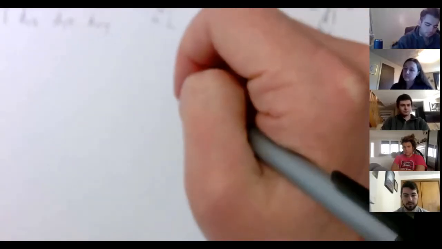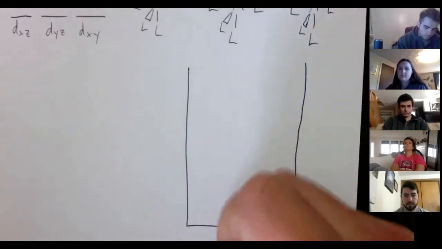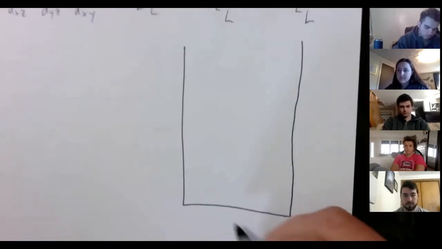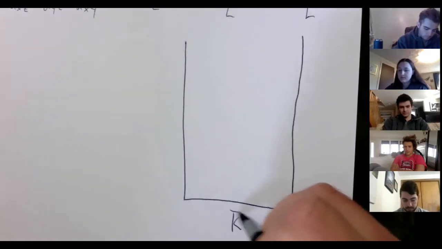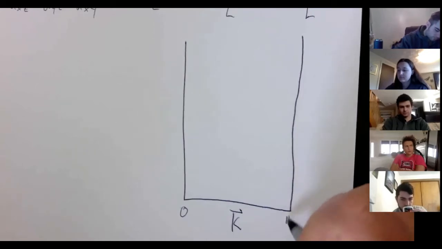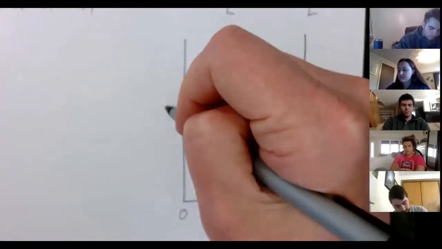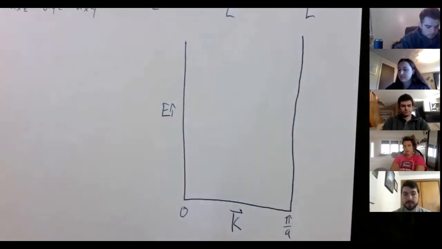So again, we have our band structure. What's our axis on this? K vector. Yep, K vector, what's it go to? Zero to pi over a. Yep. And what about on this side? E. Yep. Little arrow. All right.